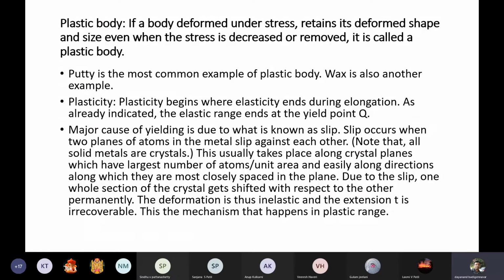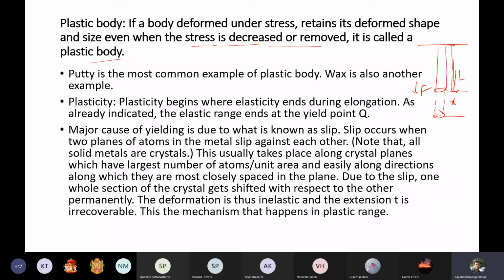So what is this plastic body? If a body under stress remains in deformed shape and size even after the stress is decreased or removed, it is called a plastic body. That means if you deform a body like this, I am changing the length of the body by applying the force. This is the actual length, and this is the applied force. This is the length of the wire. I have applied the force. X is the increase in the length, the change in the dimension.